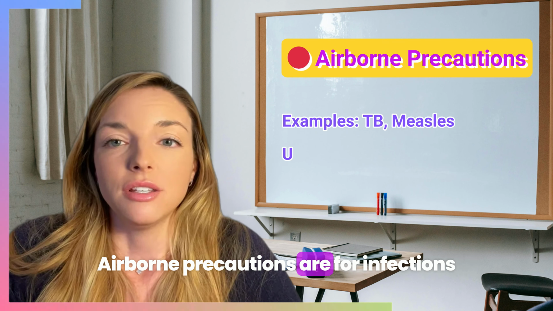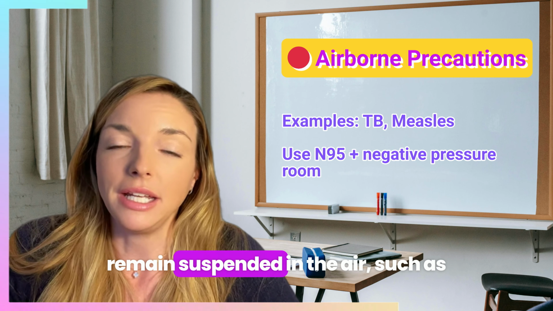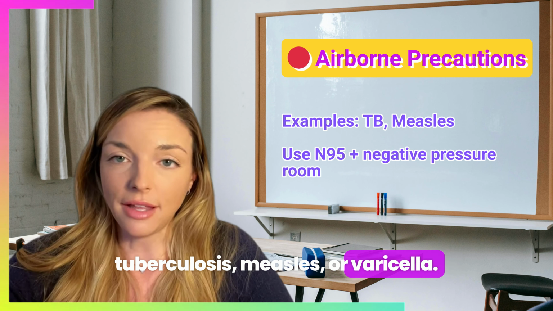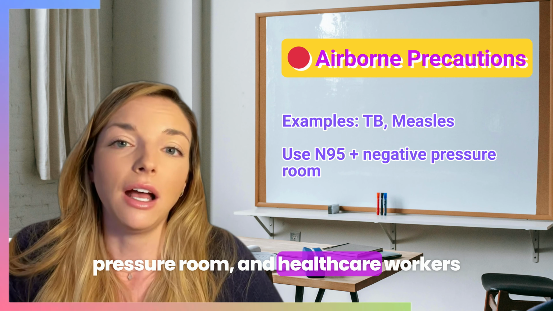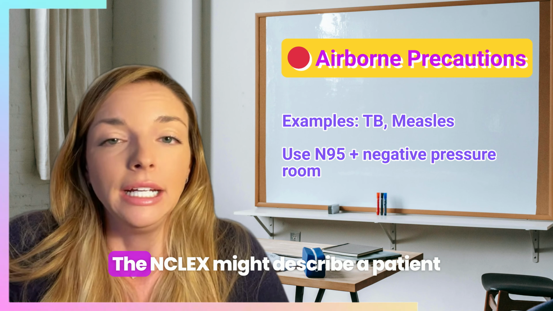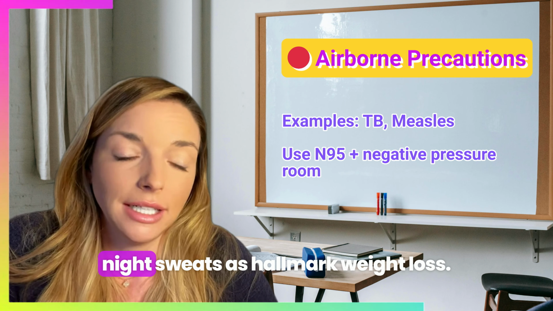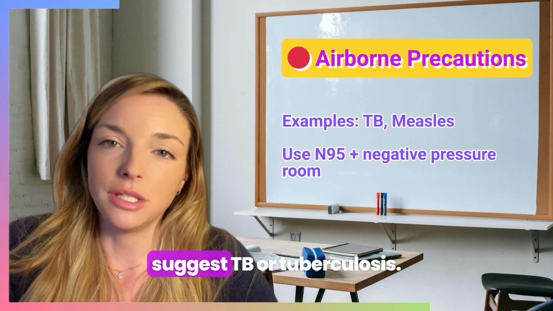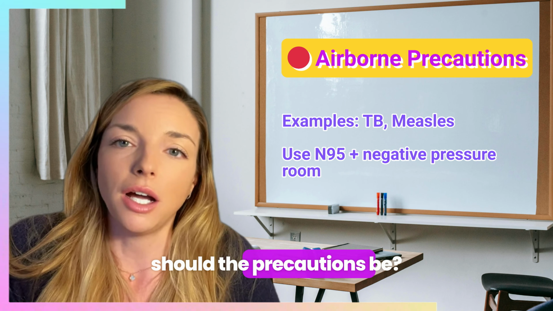Airborne precautions are for infections that spread through tiny particles that remain suspended in the air, such as tuberculosis, measles, or varicella. Patients should be placed in a negative pressure room, and healthcare workers must wear an N95 respirator mask. The NCLEX might describe a patient with a persistent cough, night sweats as a hallmark, and weight loss as well, which would suggest TB, or tuberculosis. And they'll ask, what should the precautions be?